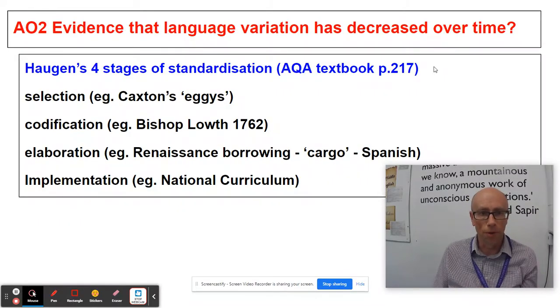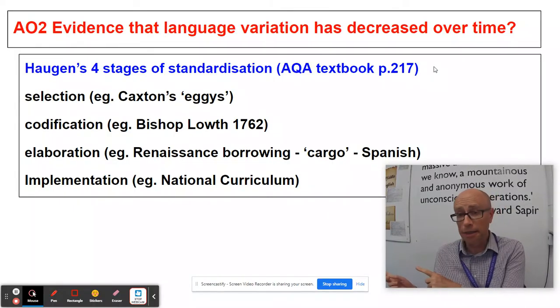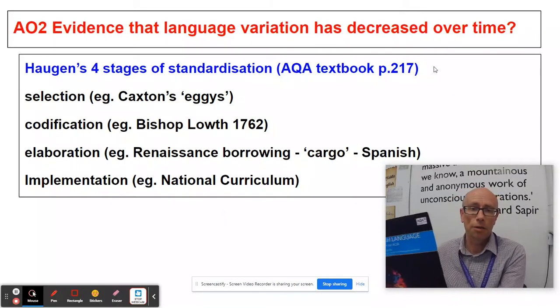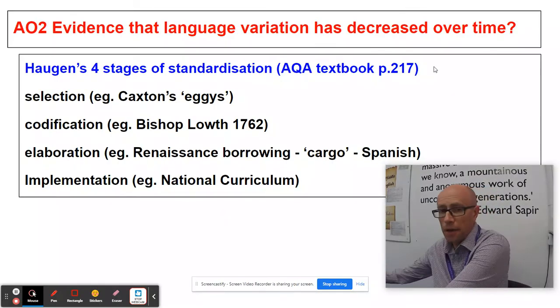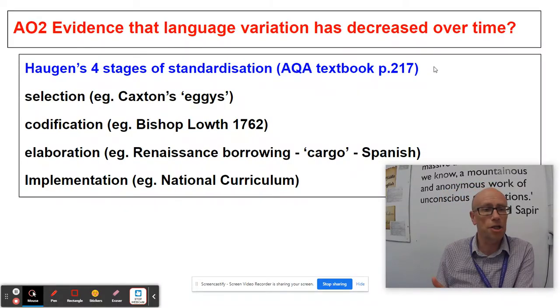Well, you might want to draw upon Haugen's four stages of standardization. That to me would be a logical place to start, and it is explained in the textbook on page 217 in this AQA textbook. Haugen's stages of standardization go through this process: you've got selection, codification, elaboration, and implementation. And if you look at those stages, they are moving towards a more standardized form of language.